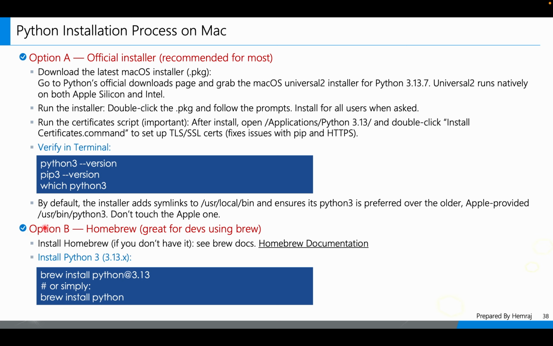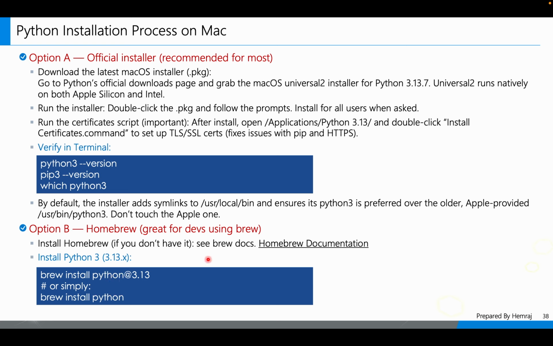Option B is also important: we can do it through Homebrew. First we have to check on your PC whether Homebrew is installed or not, right? If not installed, then we have to install Homebrew. Once Homebrew is installed, then go for the installation of Python with brew install python. If Homebrew is already installed on your system, there is no need to install Homebrew again. Then directly run this command: brew install python@3.13.